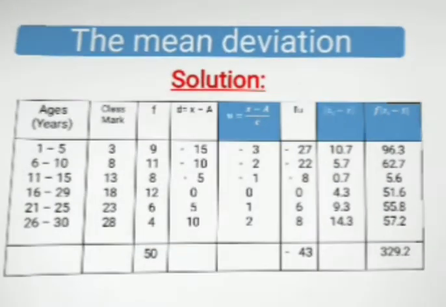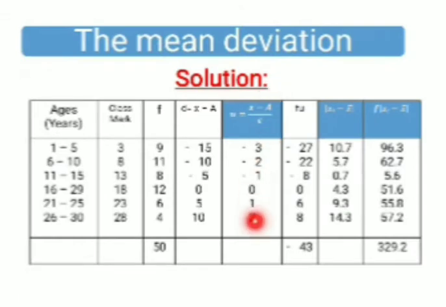So if you look here now, to calculate u, I've shown how to calculate u, right? So u is x minus a divided by class size. So x minus a is minus 15. Minus 15 divided by class size, which is 5, minus 15 divided by 5, minus 3. Minus 10 divided by 5, minus 2. And you complete the rest. Then fu means what? f multiplied by u. So 9 multiplied by minus 3, minus 27. 4 multiplied by 2 is equal to 8.